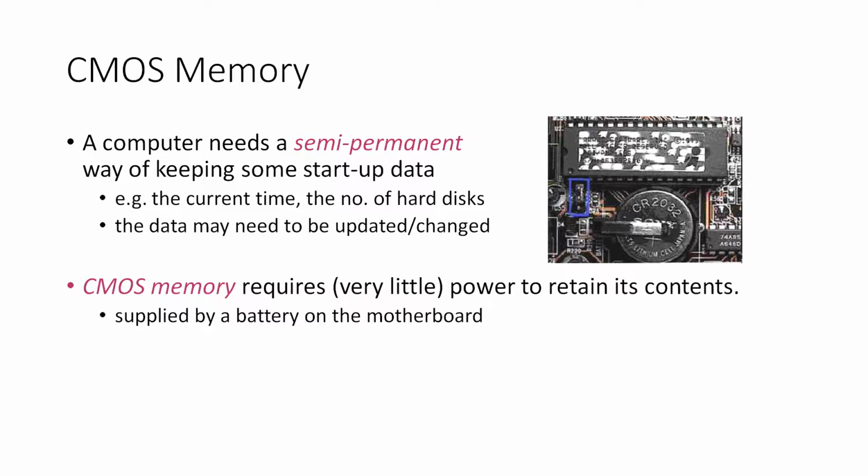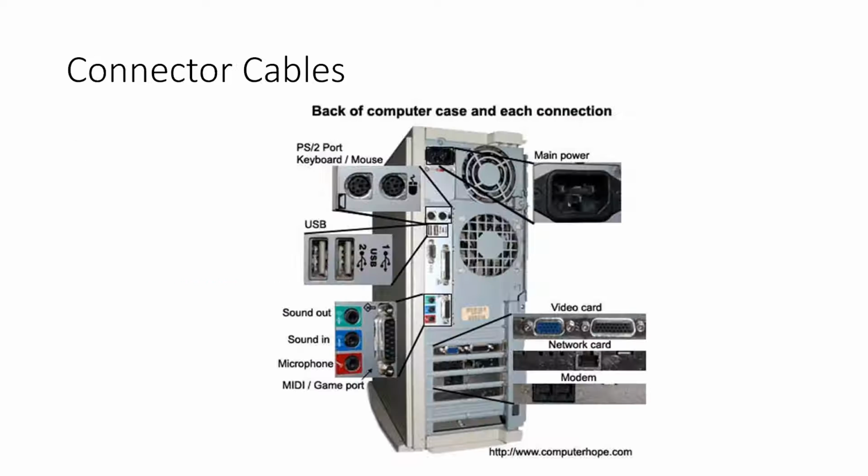So all this basic information of a computer's system unit is stored in the CMOS memory. Coming towards the last topic for our lecture, that is the connector cables. Here we have the connecting cables. It is actually shown in the diagram, the backside of a computer system unit.